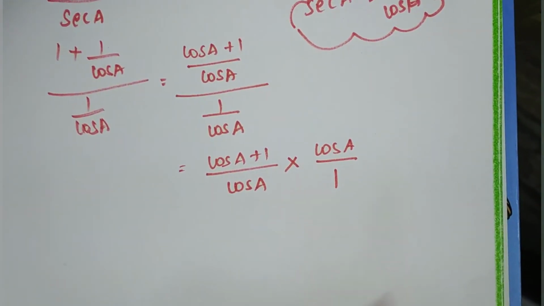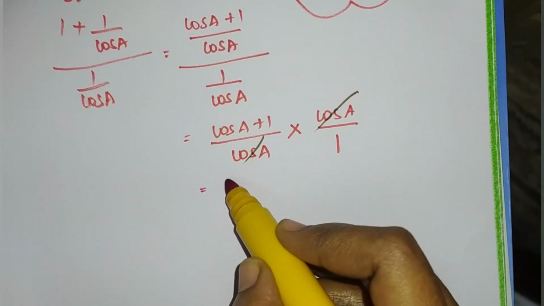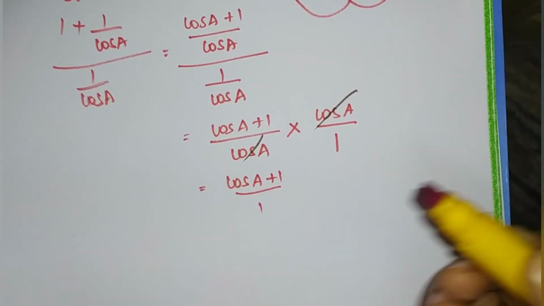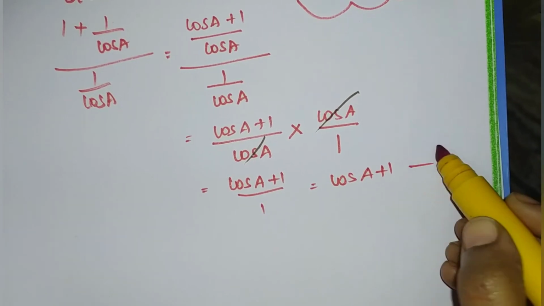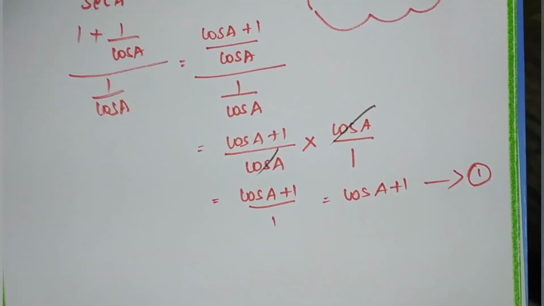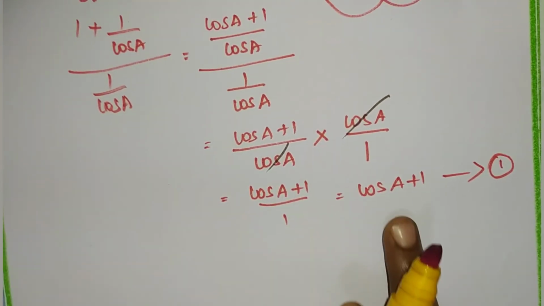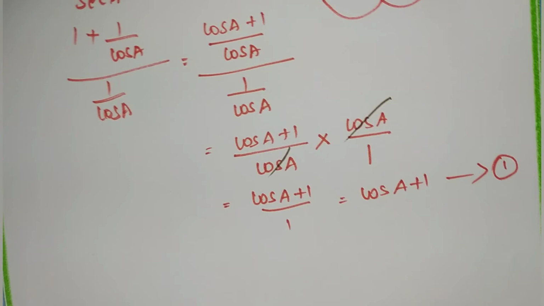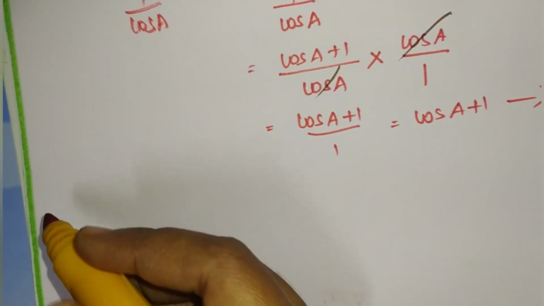Here we can cancel cos A, cos A. So the remaining is cos A plus 1 divided by 1. So the remaining is cos A plus 1. Mark this as equation 1. This is the LHS answer. We can't simplify more than this, so keep it as it is. Now we have to simplify the RHS and we have to get the same answer.